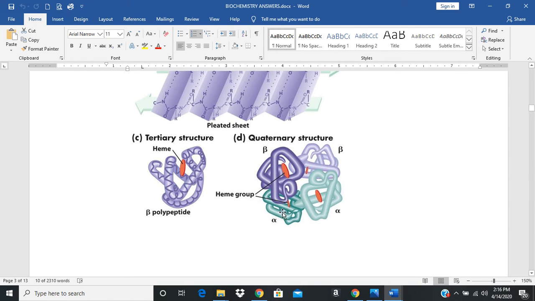This is a quaternary structure. It's made up of 2 or more polypeptide chains. So in this case, we have hemoglobin, right? And hemoglobin is made up of 2 beta chains and 2 alpha chains. And in the middle here, we have the heme group.